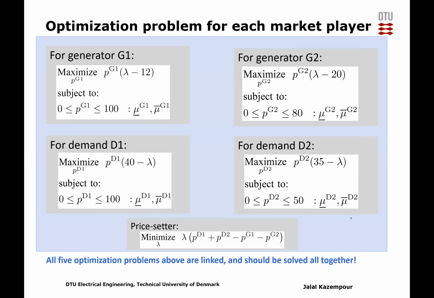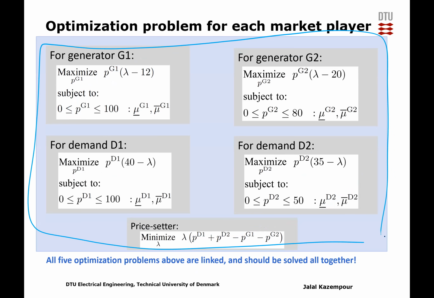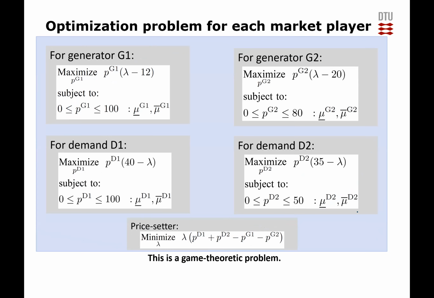And so all 5 optimization problems are linked and should be solved together. This is why I have a blue layout. We need to solve these 5 problems together. And this is a game theoretic problem. This is an equilibrium problem.